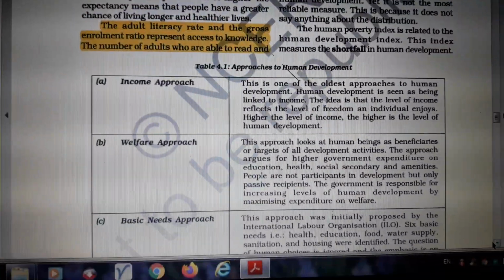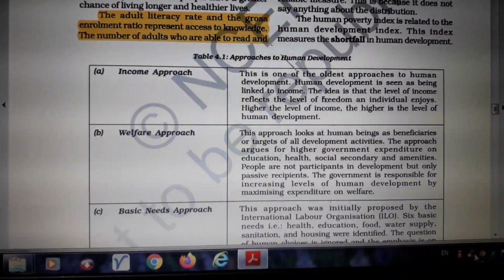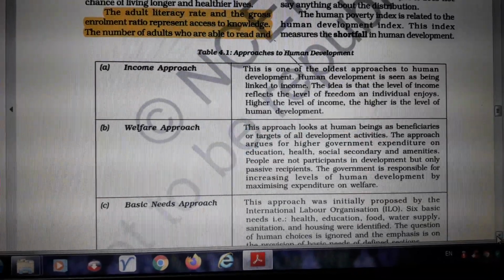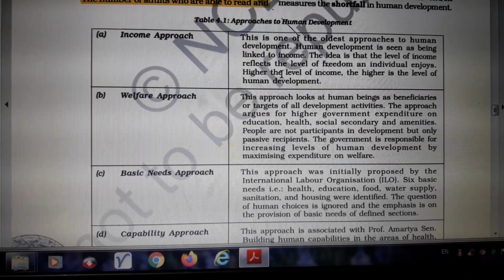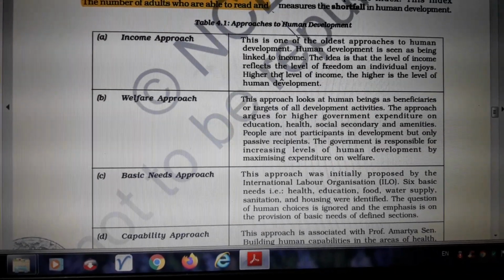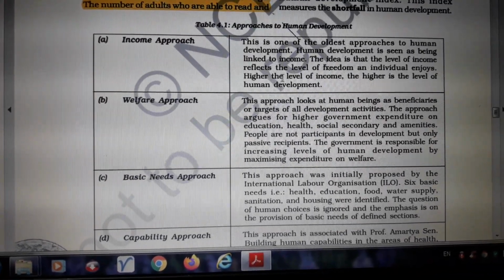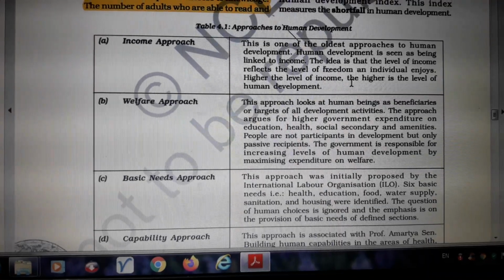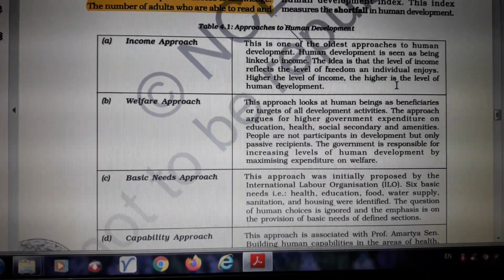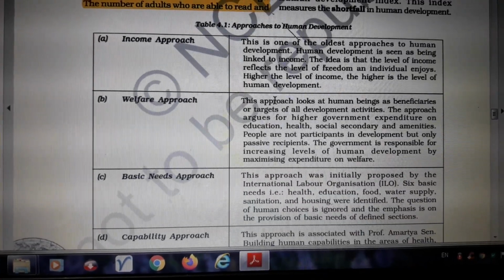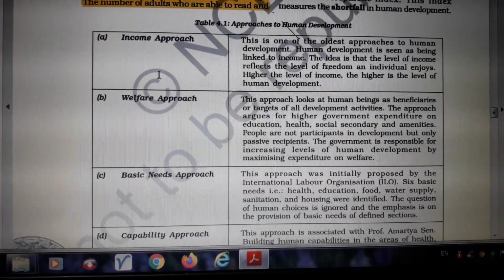Okay, now we can see here. The four approaches I have already explained. The first one is the income approach. Income is one of the most important. The level of income reflects the level of freedom an individual enjoys. So the higher the level of income, the higher the level of human development. That is about the income approach.